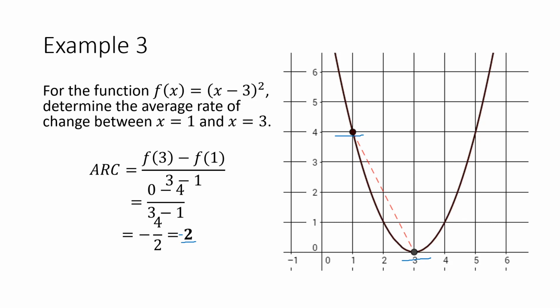And that makes sense because as we look at it from left to right, that dotted line has a slope that's negative. It's got a decreasing piece there. So it makes sense that the average rate of change is, in fact, negative 2 there.